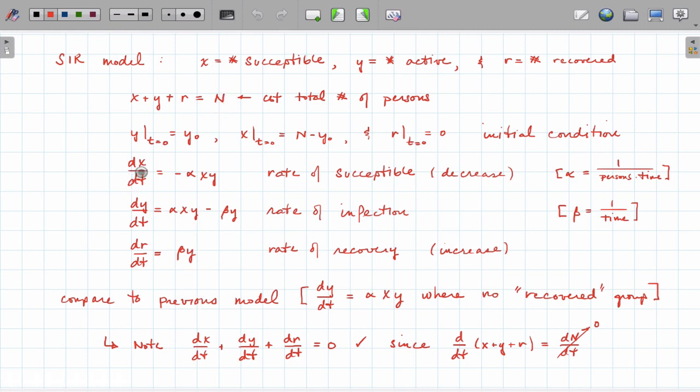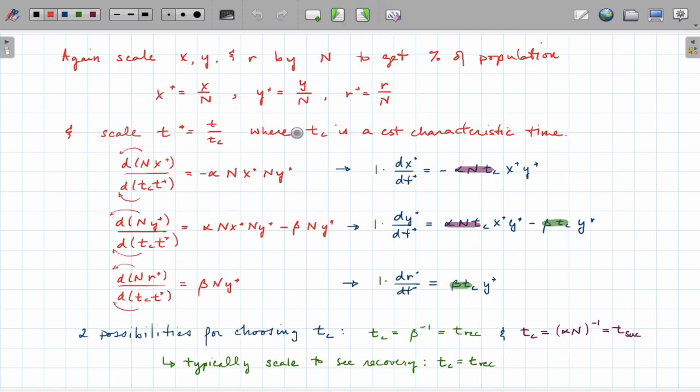So if we look at each one of these derivatives and add them up, what we'll see is that the sum of the derivatives is, of course, the derivative of the sum, where that sum is a constant, and so the derivative of that constant is 0. That means if we add up all these guys, we should get a 0, and that's what we do indeed see. dx/dt, dy/dt, dr/dt summed is just 0. So this seems to be a model that would conserve the total number of persons in our population.